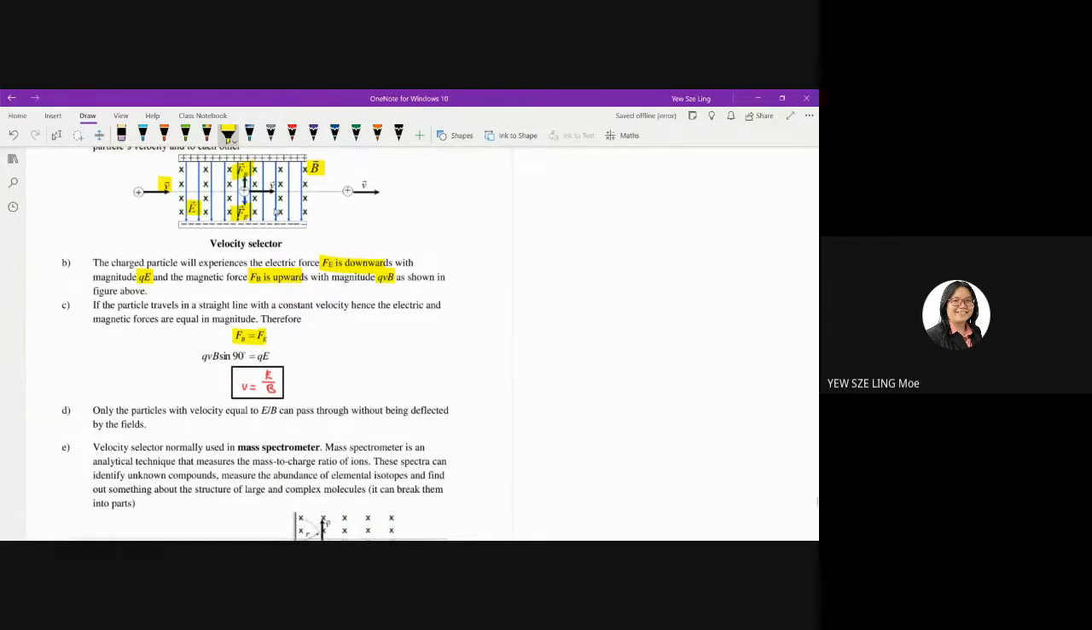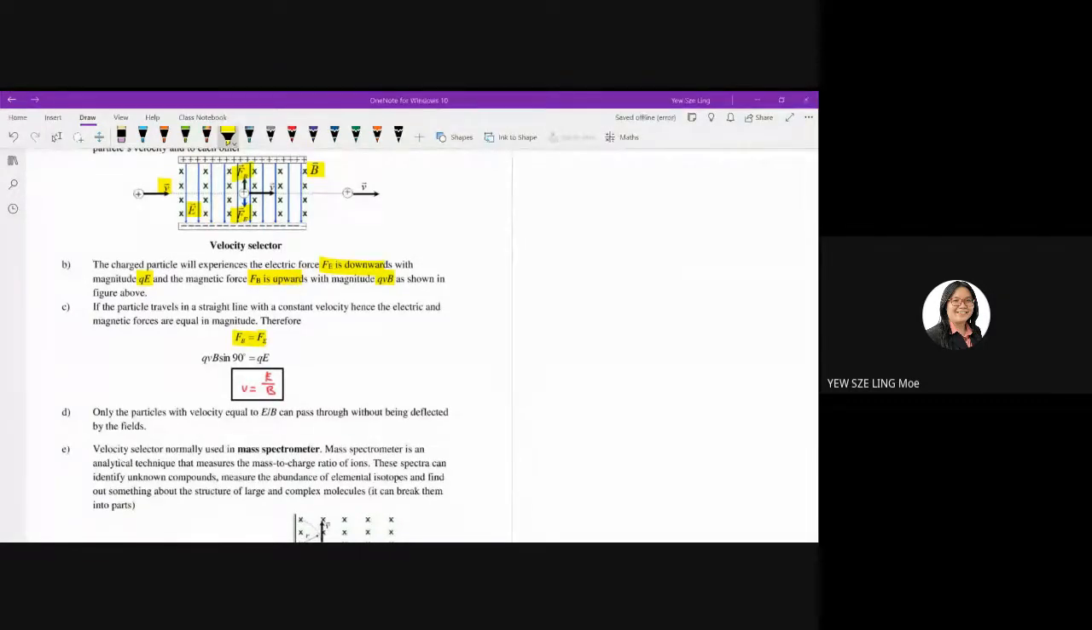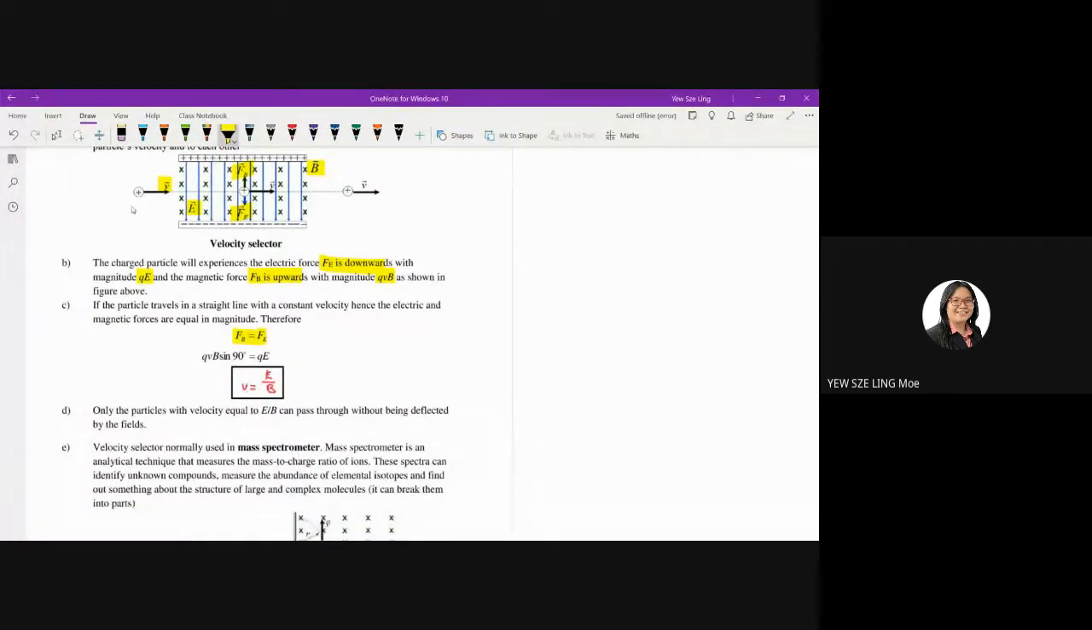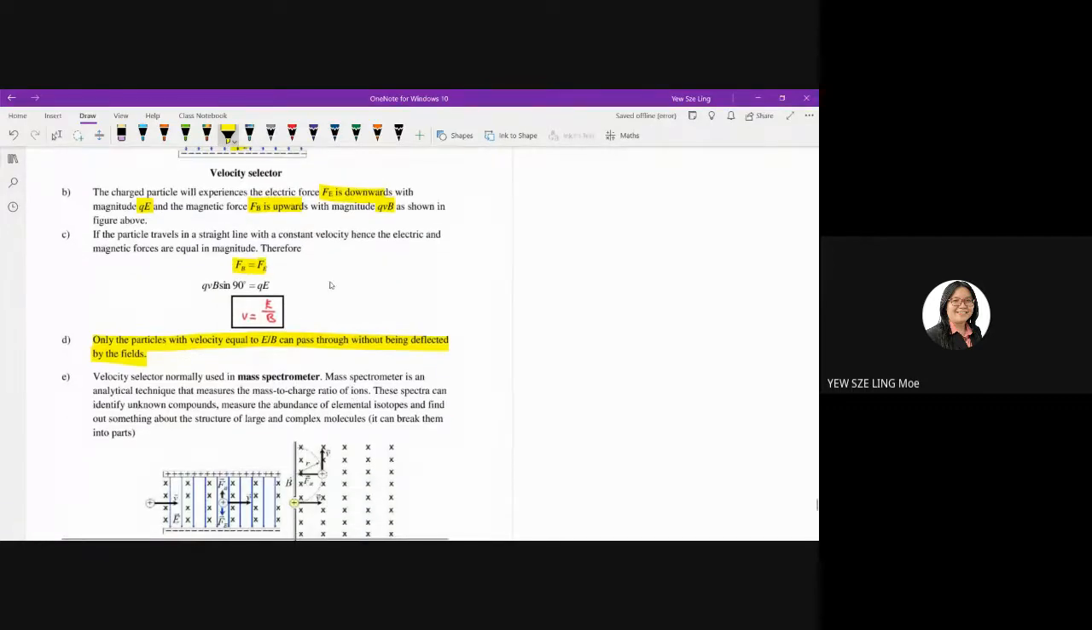By knowing the strength of the electric field and the strength of the magnetic field, you'll be able to identify the speed, the velocity of these charged particles. So only the particles with velocity equal to E divided by B can pass through without being deflected. Because if FB is not equal to FE, then V is not equal to E divided by B. This is the condition: in order for it to move without being deflected, the velocity must equal the electric field strength divided by the magnetic field strength.